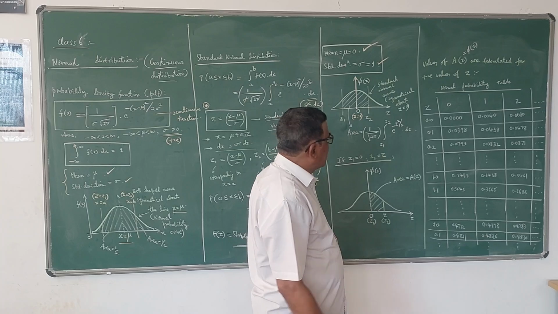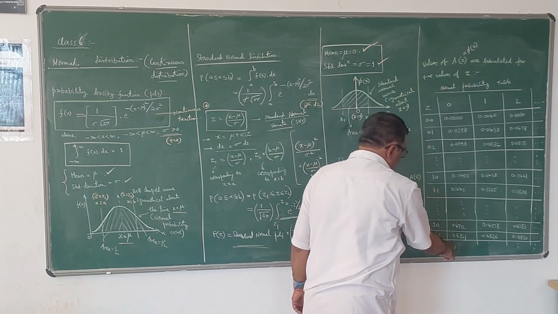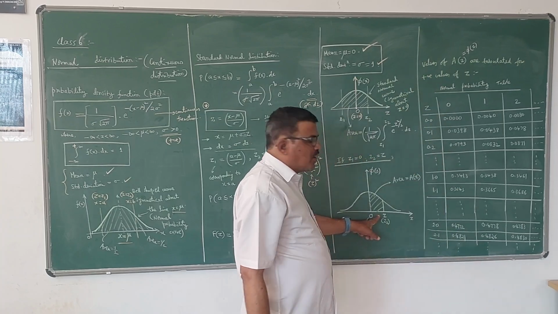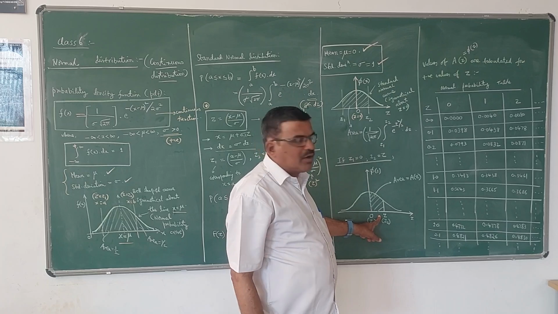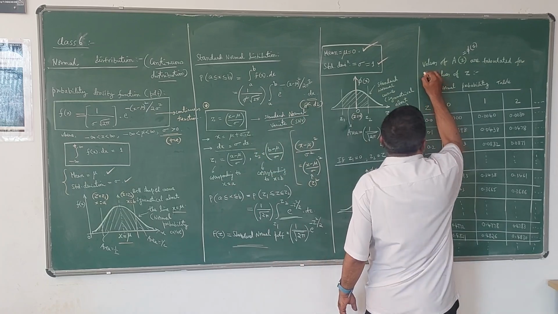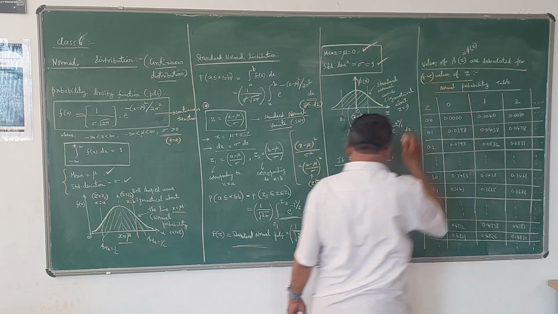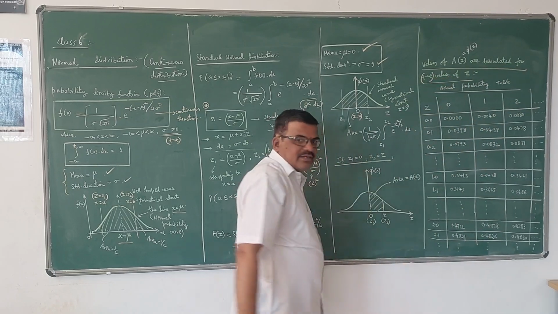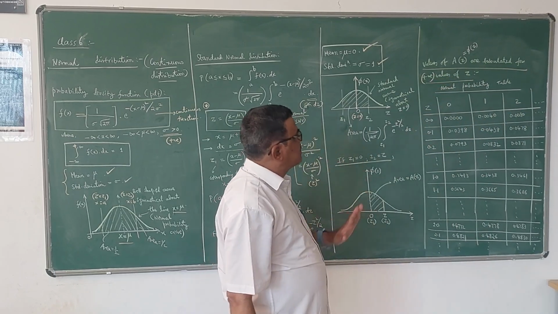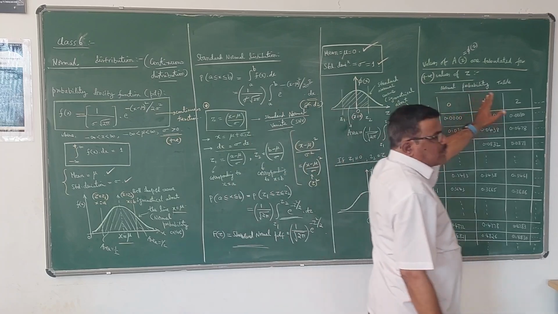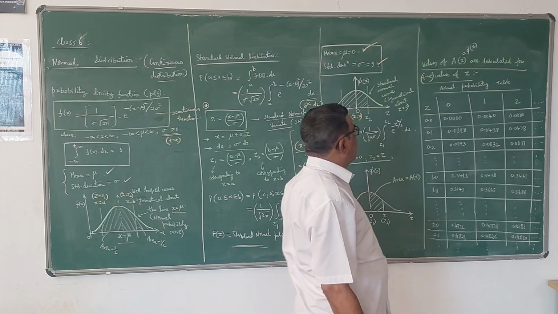Only this much area. So these are the values which are tabulated for positive values of z, right? You have to see to the right side of this line. This is called the normal probability table. How to read it, I will tell you.